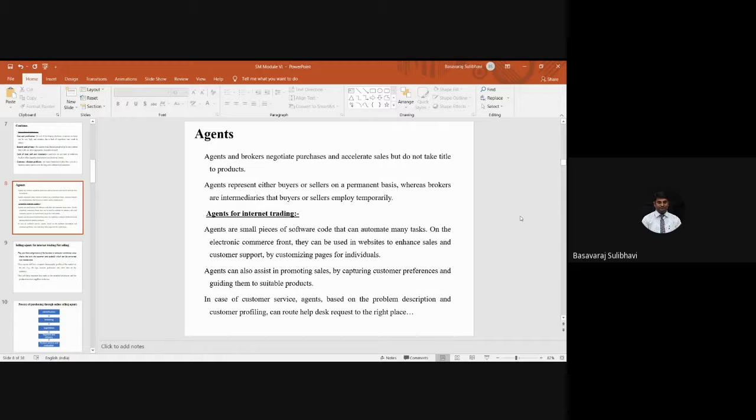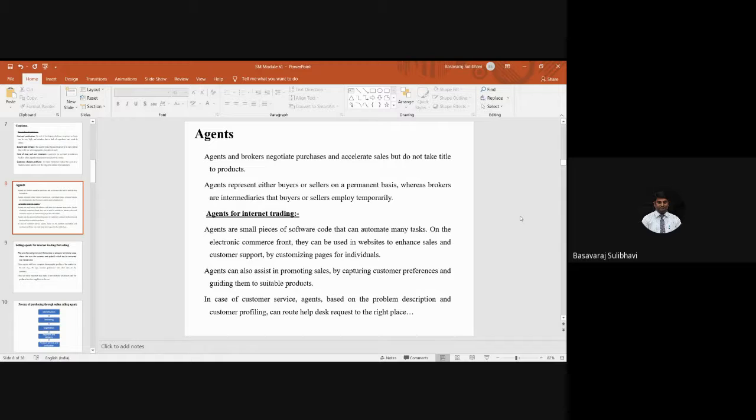Also, they not only assist in promoting the sales, they also capture customer preferences. If you are registered with Flipkart or Amazon, and you search on those web pages in certain product categories, you will receive related information or notifications even when you are not accessing the web page. They will send you notifications on price reductions, maybe some promotions, and so on.